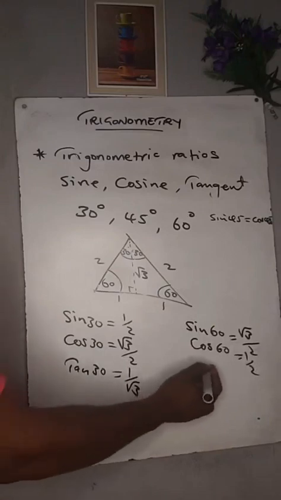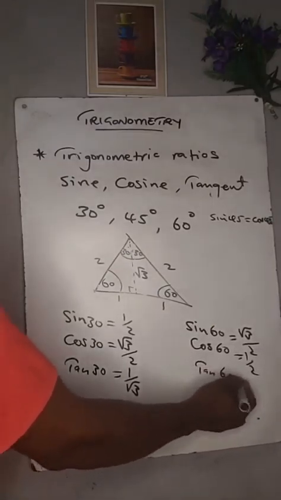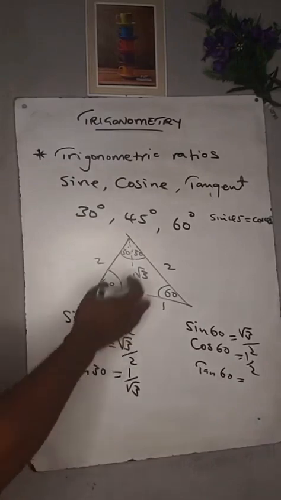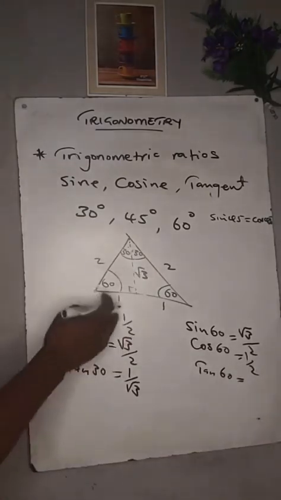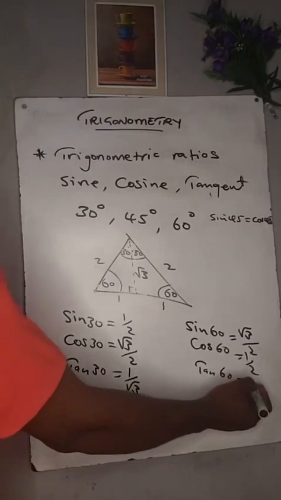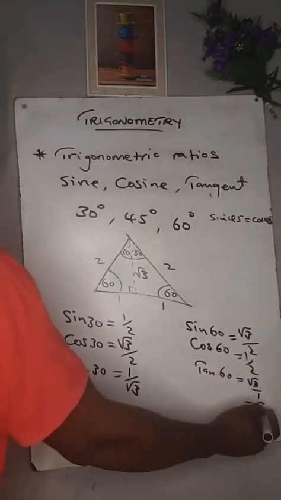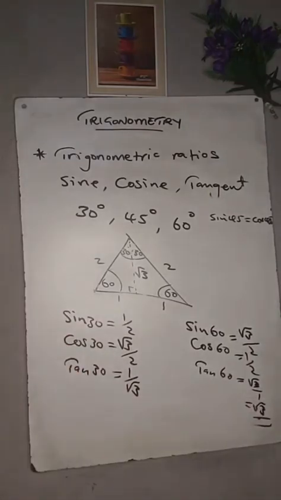Then we end with our tan 60, which is opposite over adjacent. So our opposite is root 3 over adjacent, which is 1. So it will be root 3 over 1, which is just root 3. And those are the special angles.